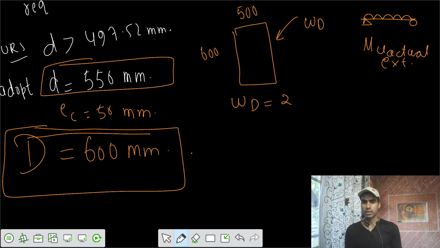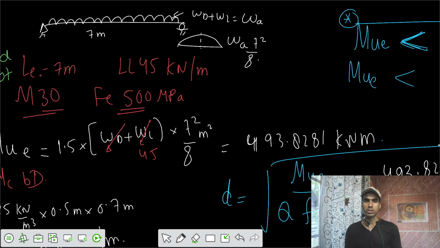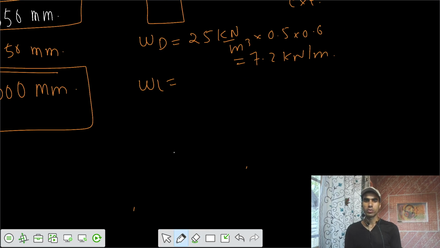So W dead is 25 kilonewton per meter cube into this dimension of 0.5 into 0.6. That is 25 into 0.6, which is 7.2, so 7.2 kilonewton per meter. And we already know the live load we can apply on the beam. The live load was given to you as 45 kilonewton per meter. So what is the total load we can have? That's 45 plus 7.2, which is 52.2 kilonewton per meter.